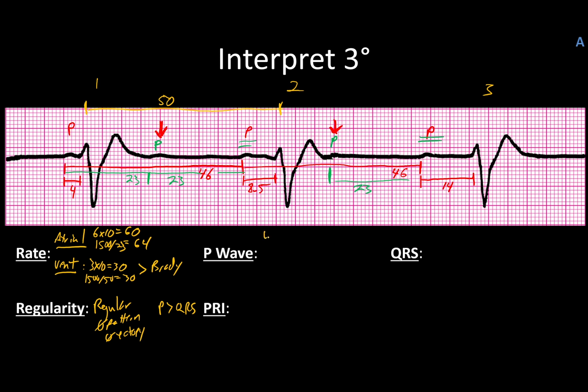My P waves are upright. They are uniform as best they can be. They are regular. I do have more P's than I do QRS's. So we're looking at a block. If we write out those PRIs again, we're looking at 4, 8.5, 14. They're getting longer. There's no reset with the dropped beats.